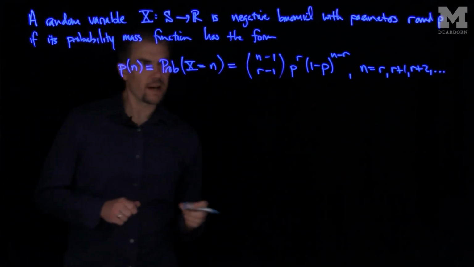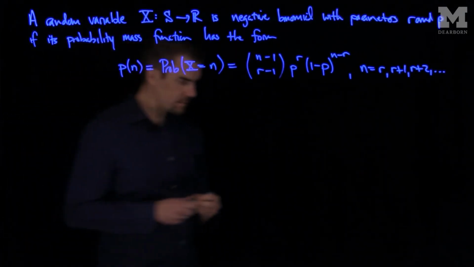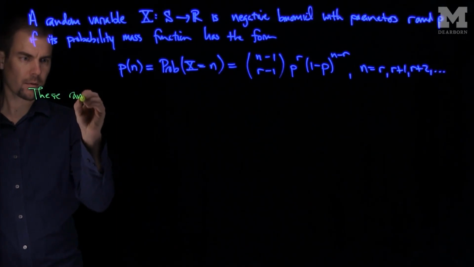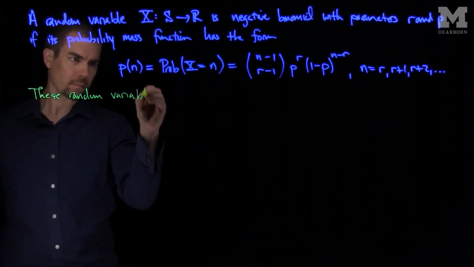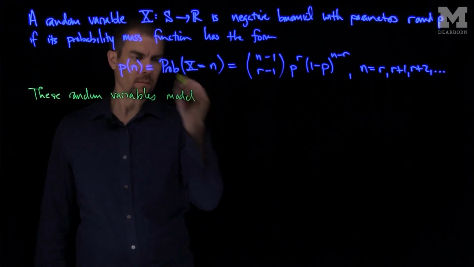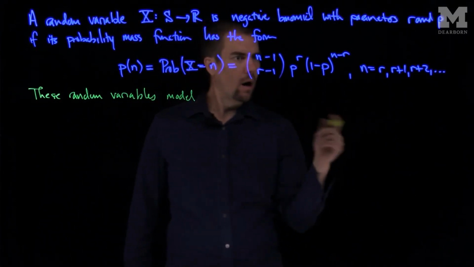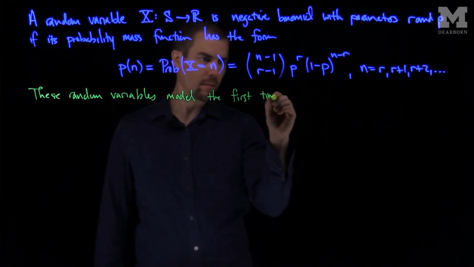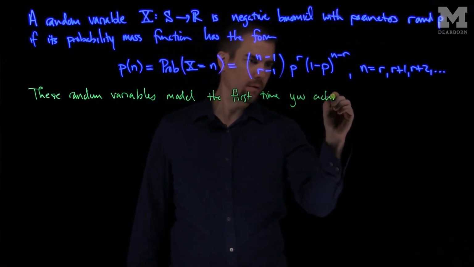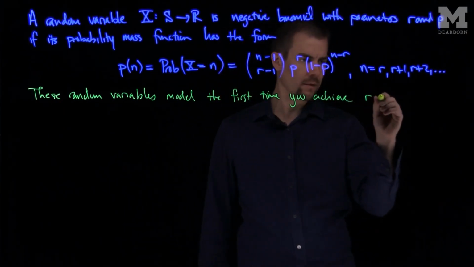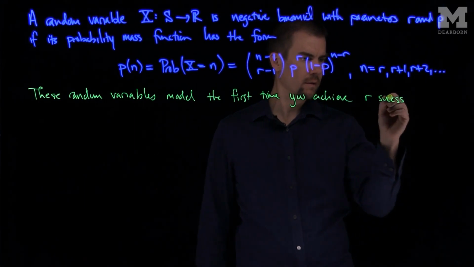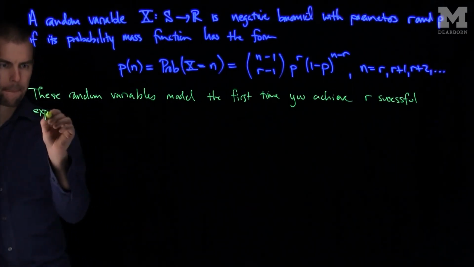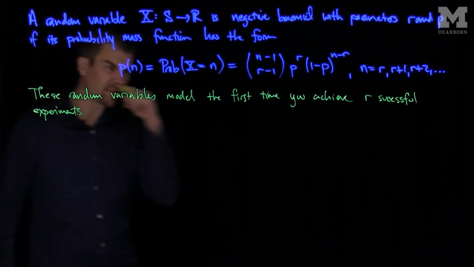And so what we see is that these random variables model the first time you achieve r successes, or successful experiments, in n tries.